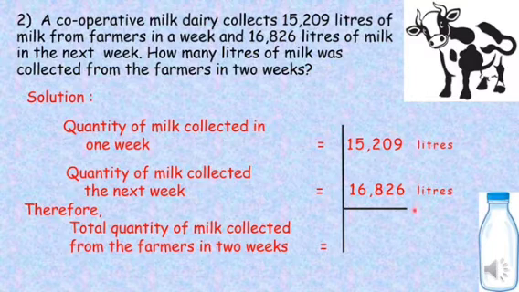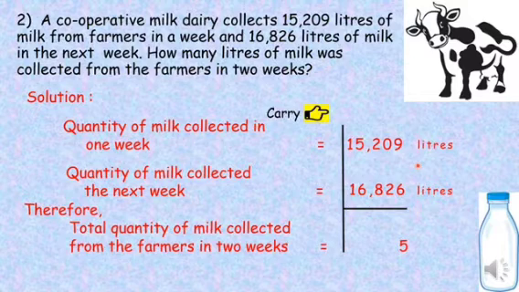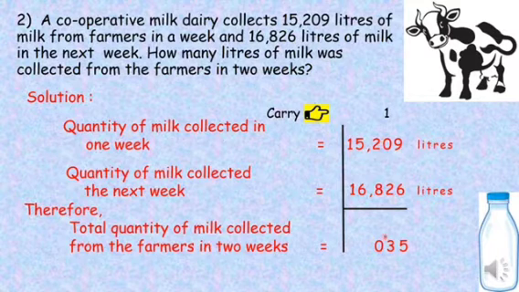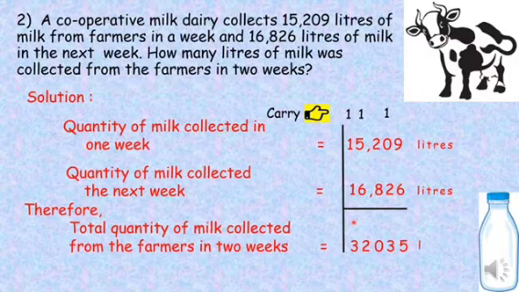Now 9 plus 6 is 15, 5 goes down here and 1 goes up there. Then 1 plus 2 is 3. Then 8 plus 2 is 10, 0 here and 1 on top gets carried over. Now 6 plus 5 is 11 plus 1 is 12. 2 down here and 1 carried over. 1 plus 1 plus 1 is 3. So the final answer is 32,035 liters.